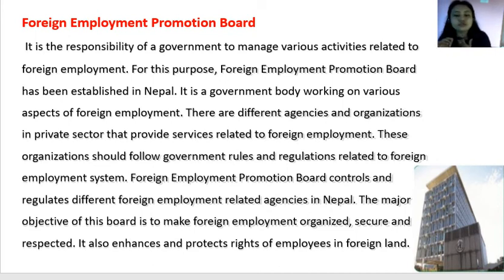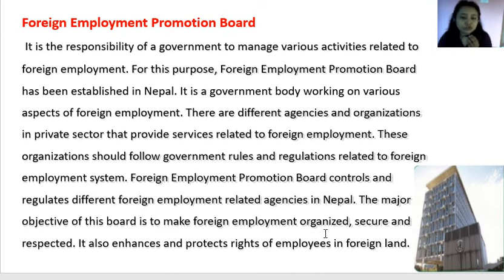That means Foreign Employment Promotion Board will help you to get knowledge of the manpower companies, whether those manpower companies are legally registered or not, authorized or not. That information you will be getting from the Foreign Employment Promotion Board also. And the major objective of this board is to make foreign employment organized, secure, respected. This thing is very, very important. Okay, please note it down.